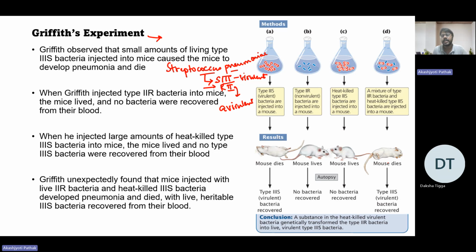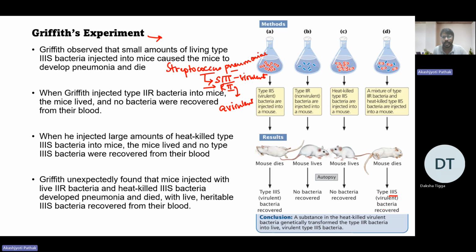But what he observed was that the mice died as a result of injection of this mixture of heat killed S3 and R2 bacteria. When these two were mixed and injected, the mice died. And when the blood was isolated from the dead mice, he could isolate type S3 virulent bacteria from the blood.